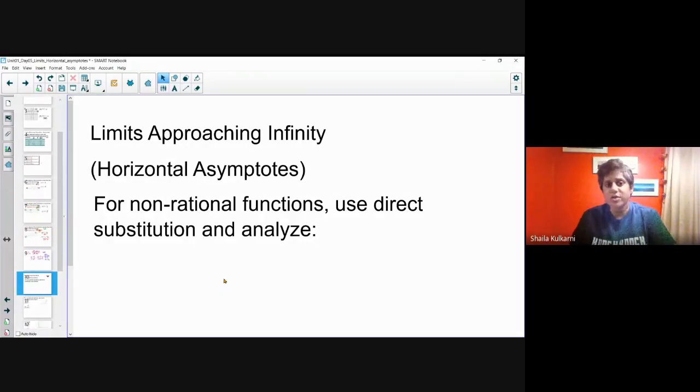So video number 2 is about limits approaching infinity for non-rational functions. One of the two functions is not a polynomial function. Usually when this is the case, you're going to use direct substitution and try to analyze. Let's look at an example of that.